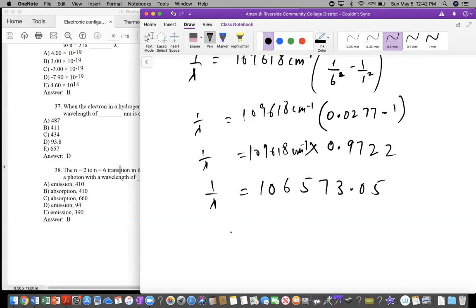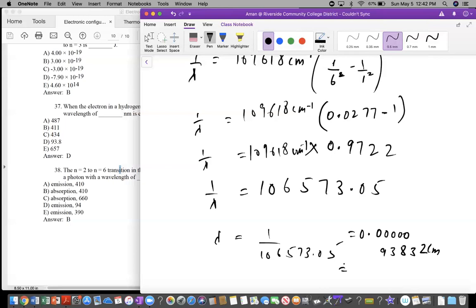This is 1 over lambda, right? And we want to find lambda. So lambda is going to be 1 over this number. So now 1 divided by 106,573.05. Then you divide it again. That gives 0.000093832. Are you guys getting that? Yeah, I got it.